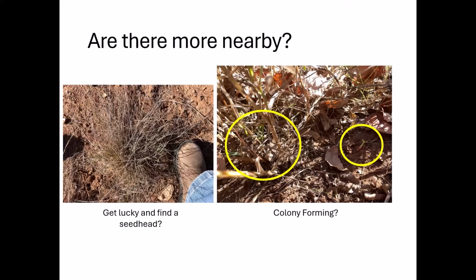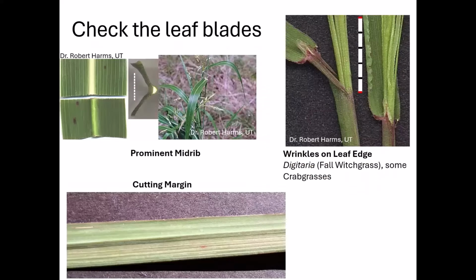Another thing I look for is to see if there are more of the grass nearby. That kind of tells me if it forms a colony or not. Some grasses will spread and form colonies, and then some grasses grow individually, even though there may be more nearby. Another thing, leaf blades are very important for you to check.